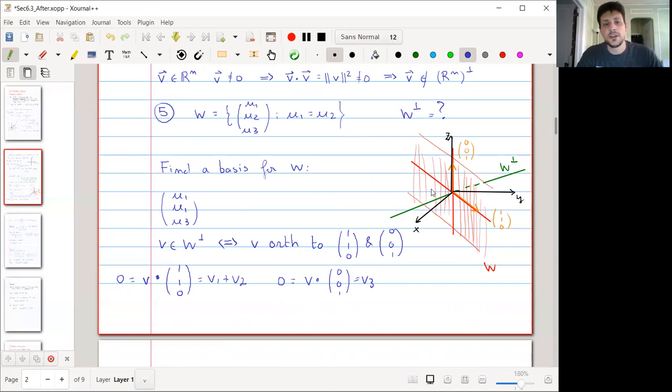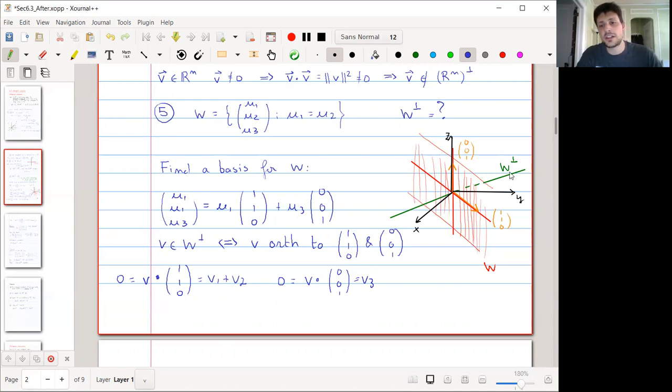I drew a picture here, and let's make sure that the picture makes sense. A vector in W has U1 and U2 the same, so I can write it as U1, U1 again, and U3. In other words, I can write it as a linear combination of (1, 1, 0) plus (0, 0, 1). In other words, W is the span of these two vectors. (1, 1, 0) and (0, 0, 1) are a basis for W, and those are the vectors that I drew here in orange to span this plane in R3.